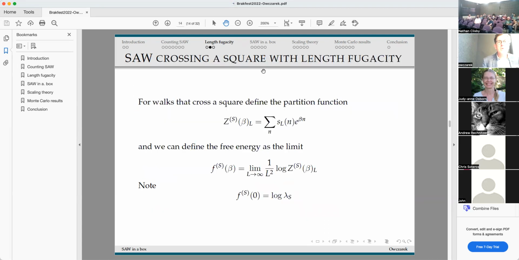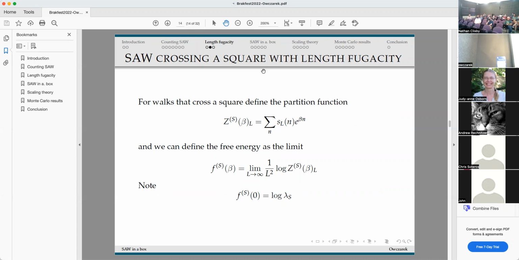What about walks crossing a square? So once you confine your self-avoiding walks to be in a box of side L, you can define a partition function, which is a function of L, and it converges for every value of beta, because even though you sum over every value of length, you can't really get past L squared. So there's only a finite number of lengths that you can sum over, and so the partition function itself is finite when L is finite.